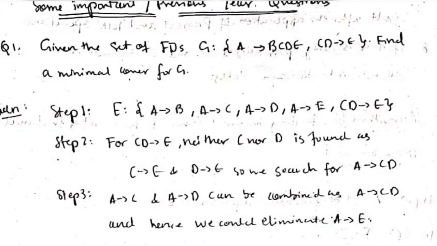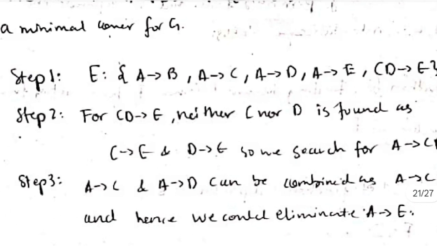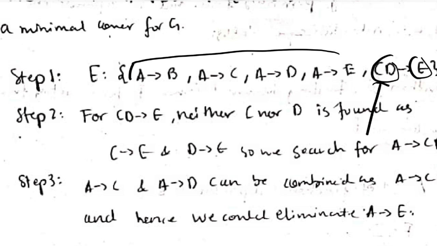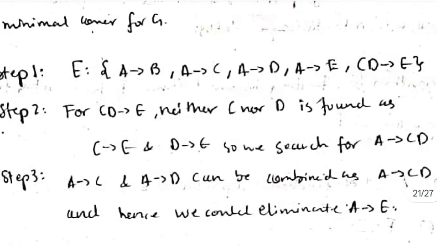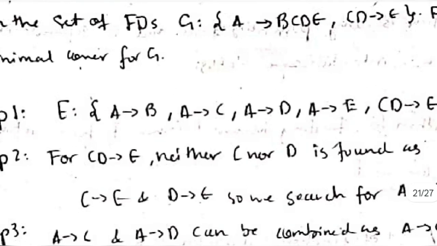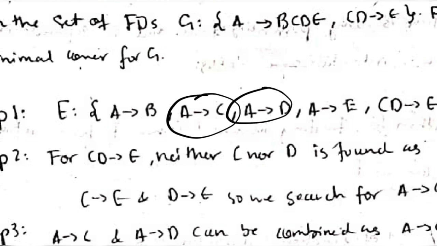After writing this, see here, CD tends to E. Anyway, you can get CD from the remaining ones, if it is possible; you have to check that. So what you can do is combine these two, A tends to C and A tends to D. You can combine these two, right? A tends to CD. We have studied this in the inference rules: if you have X tends to Y and X tends to Z, we can write X tends to YZ.